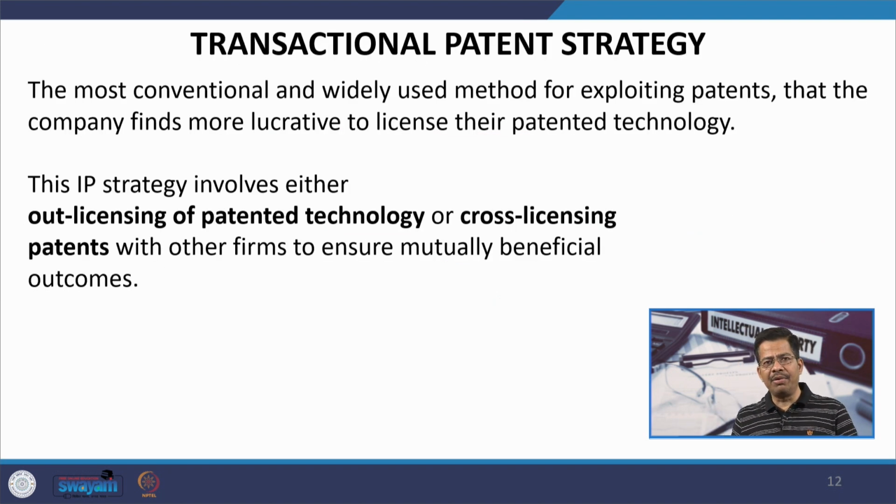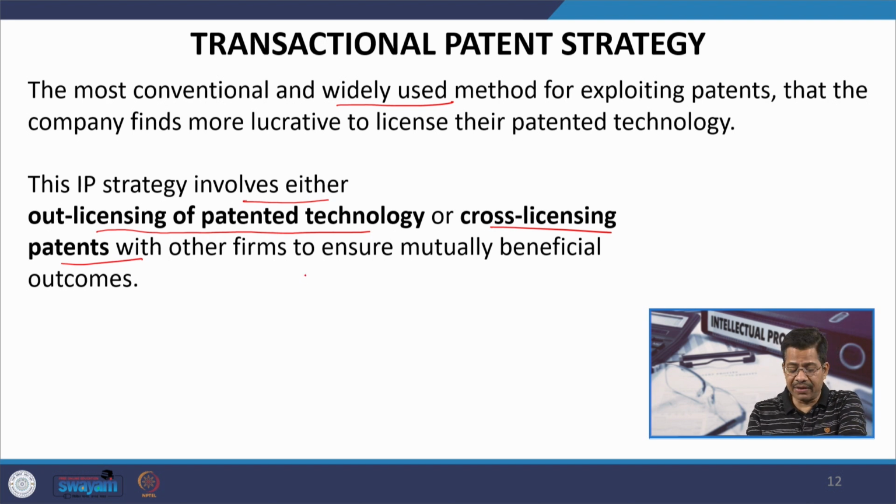The third important type of patent strategy is transactional patent strategy, and we see that it is the most commonly and widely used strategy, particularly in R&D organizations, particularly in individual cases, particularly in research and academic institutions. The transactional patent strategy is used. It is also used in business organizations. How? Because it involves either out licensing of the patented technology or cross licensing of the patented technology with other firms to ensure mutually beneficial outcomes.